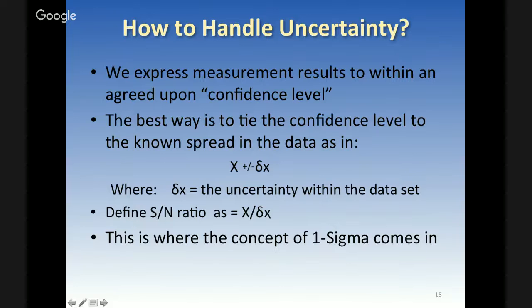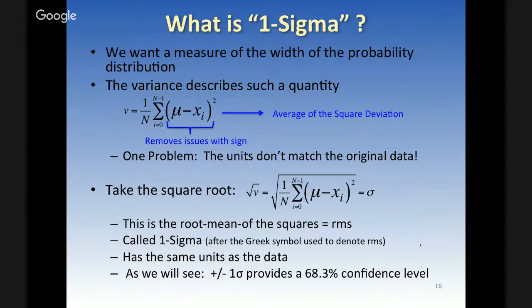Well, what do we use for delta x? And this is where the concept of 1 sigma comes in. We've all talked about 1 sigma, but let's talk about what 1 sigma is. Well, 1 sigma is something we can use to measure the width of this probability distribution. And as I said, these Poisson distributions, depending on what the average is, get wider and wider as we get more data, okay? And we saw that in the plot. So the width of that probability distribution relates to the uncertainty.